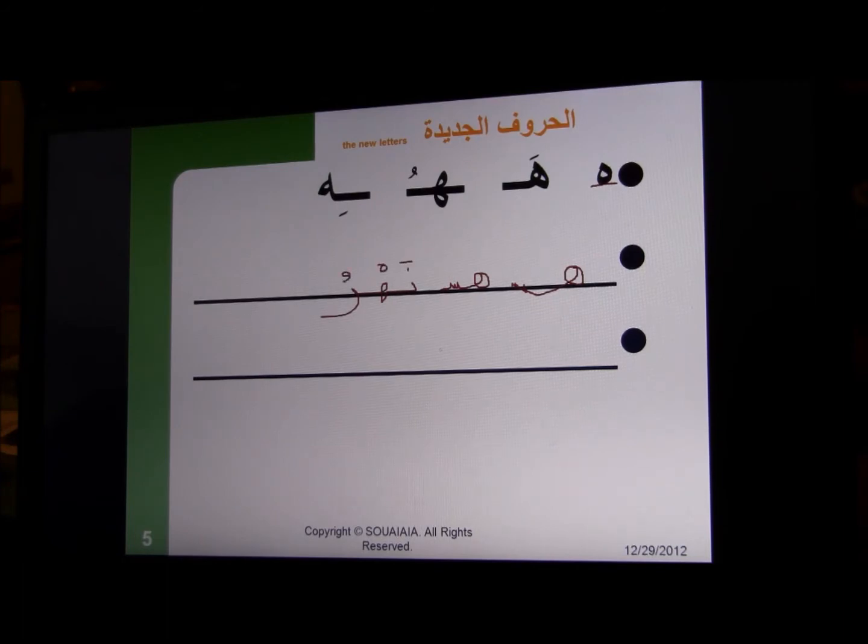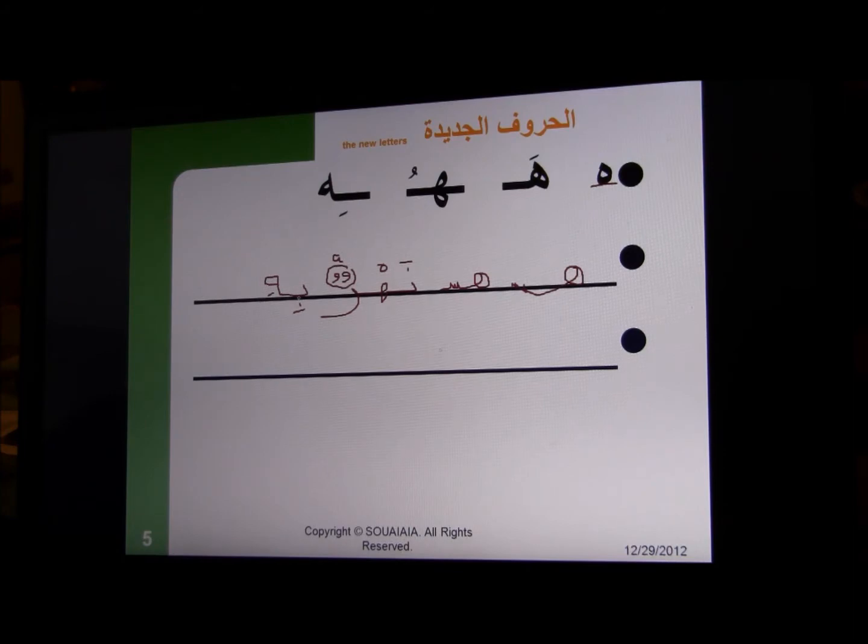Naharun. Now we're putting the tanween there. Naharun. So this tanween indicates an. Nahrun, a river. Notice how you write that. If it's final, it will look something like bihi, with him. So it takes this shape, like a flag kind of thing.